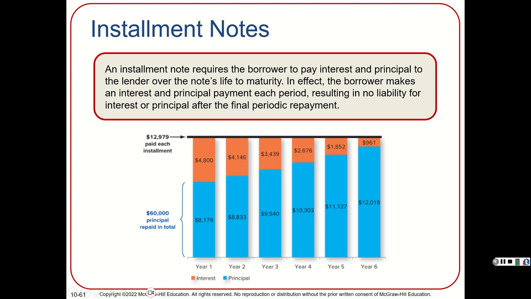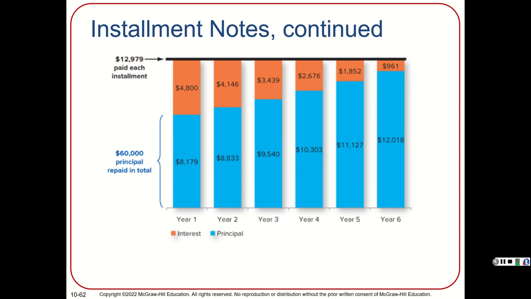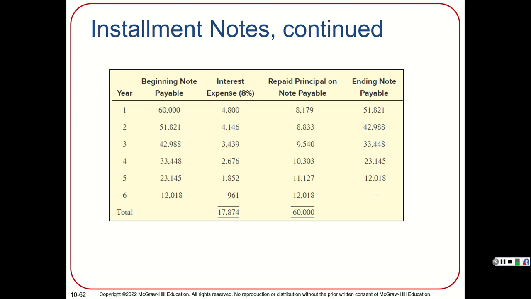However, every time we make a payment, our principal goes down. So we're taking the interest rate times the new principal to come up with the interest for the second year.